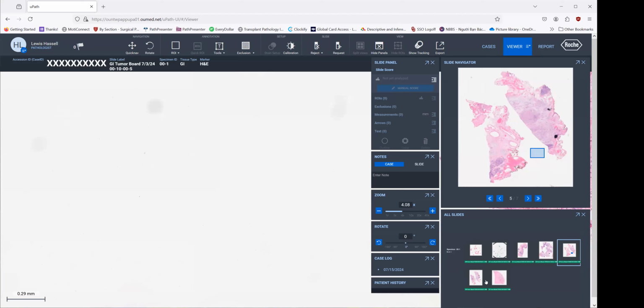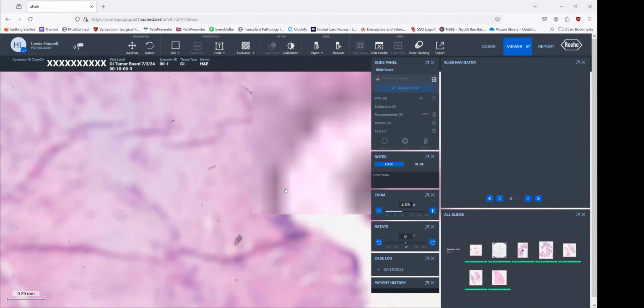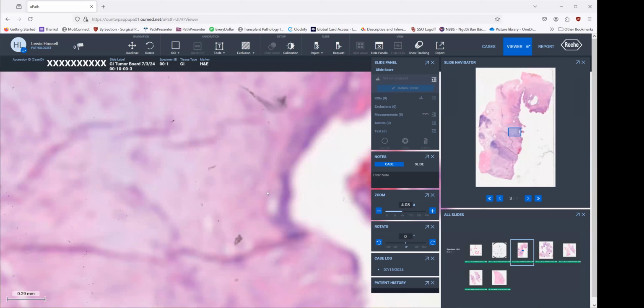So this is a fairly typical pancreatic resection specimen. And this patient had neoadjuvant therapy.